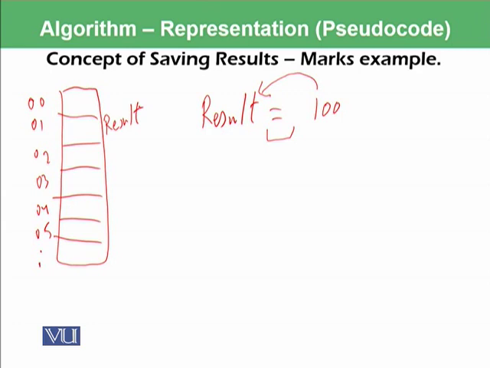So this means, for example, result is memory location 01, and when you write this statement, result is assigned 100. So this 100 is saved over here. This is a basic notation of assignment to represent a pseudocode. You can also use other names. For example, you can say Celsius is 99, which means you are representing temperature on the Celsius scale, and you are assigning the value 99 to this C. C would be stored somewhere in the RAM, and 99 would be assigned.